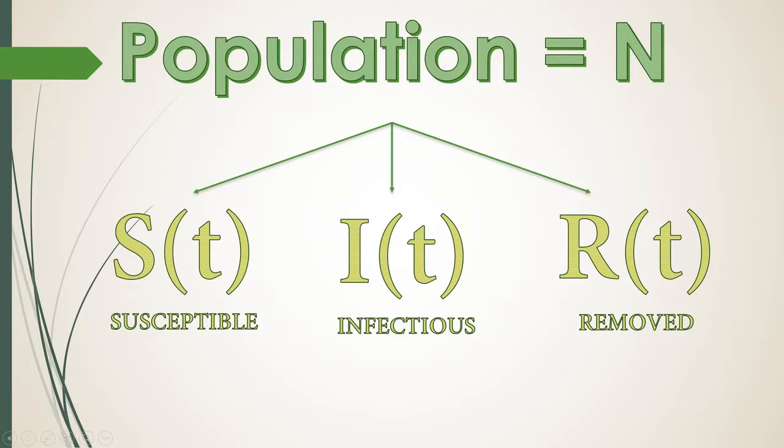The first piece, those susceptible to becoming infected, are called susceptible. The second, those that can infect others, are called infectious. And the third group are those that have been removed from the general population. These are called removed, and their number at time t is labeled by R.